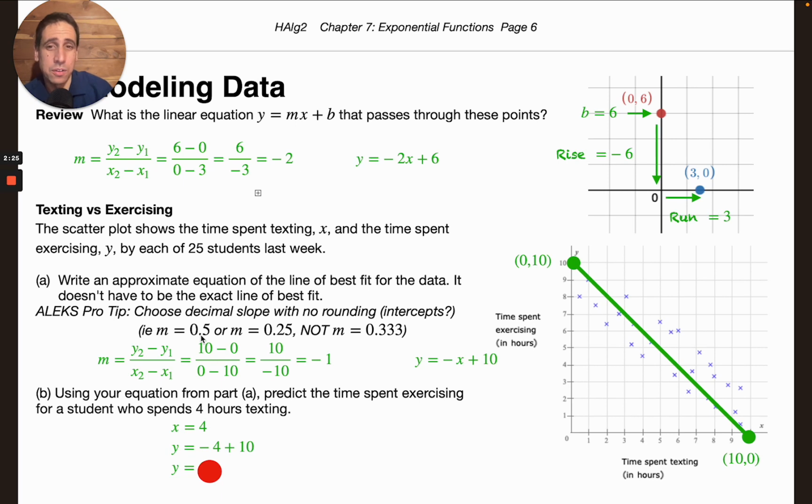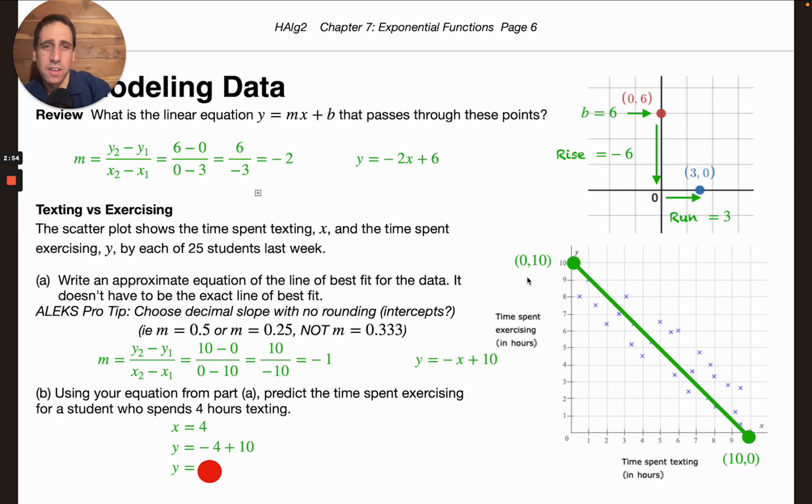So if you typed in 0.33333, which is not equal to 1/3, then it will mark you wrong because you had to round. 0.333 is not equal to 1/3, so that's why Alex will mark it wrong, which is a little frustrating. So make it easier on yourself. Make the slope -1, or make the slope -1/2, or -1/4. Not anything you'd have to round.